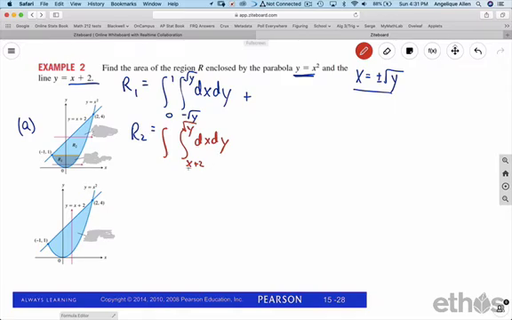So, excuse me, this has to be x equals, right? So I have to listen to my own advice here. This would be x equals y minus 2.